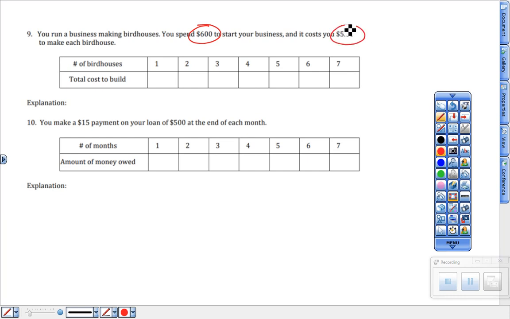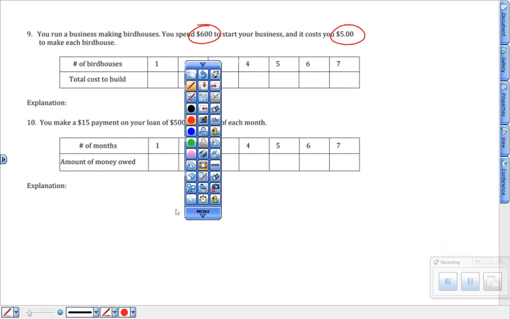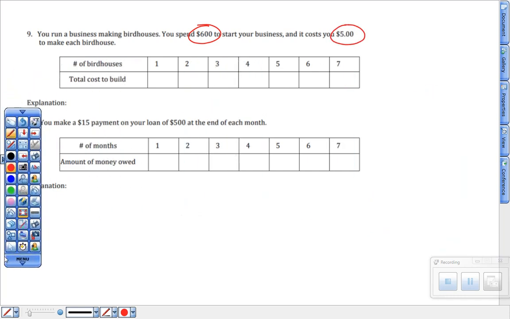and it costs $5 for each birdhouse. So if you look at this table, if I built one birdhouse, the total cost was not $5. That was just for one birdhouse. That doesn't take into effect that I had to spend $600 first. So again, after one birdhouse, this is really $605. That's $600 plus the $5 to build a house.